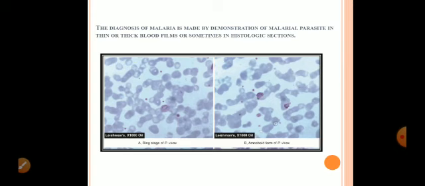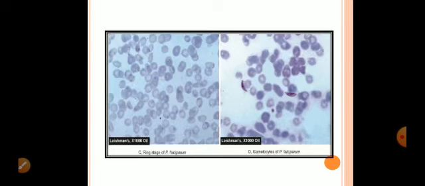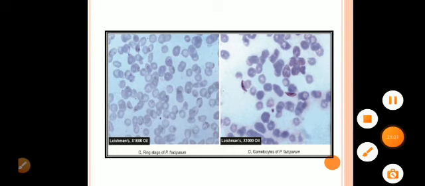Coming to the pictures of malaria, these are photomicrographs showing the peripheral blood smear with falciparum and vivax species of malaria. Here you can see the ring stage of falciparum and vivax, and here the amoeboid form of vivax. This is the other photomicrograph showing a ring stage of falciparum, and this is a gametocyte of the falciparum infection.